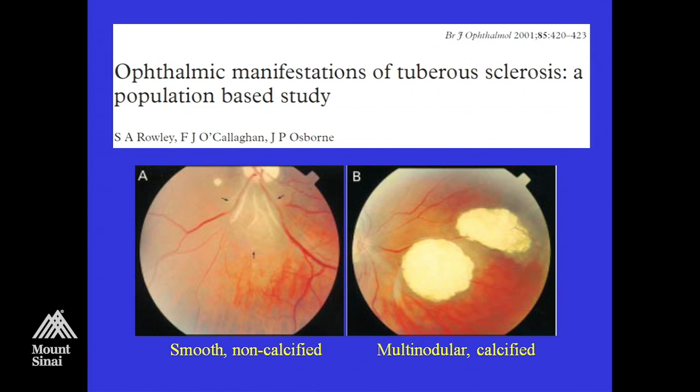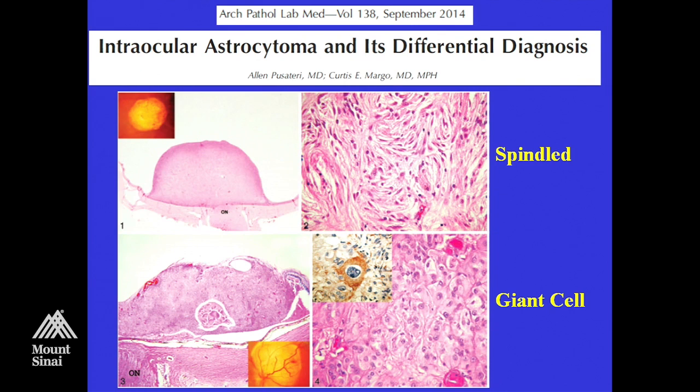Clinically, they have two main types of presentations. They can be smooth and non-calcified or more heavily calcified and sometimes multinodular. Here's an example of the two major microscopic appearances of the tumor. They can be comprised of bland spindled cells, and other lesions have more of what's called the giant cell component, where you have, in the lower right, these larger cells, prominent nuclei, big nucleoli.